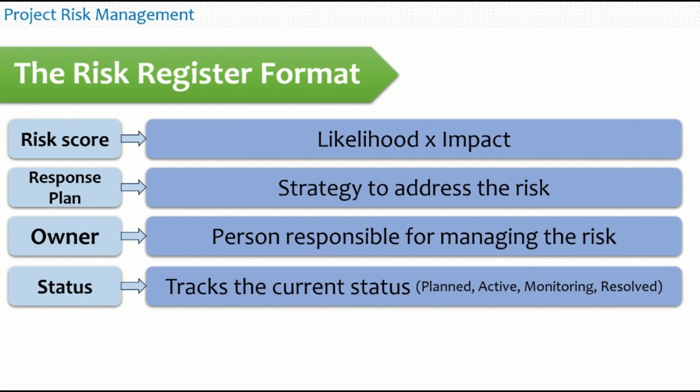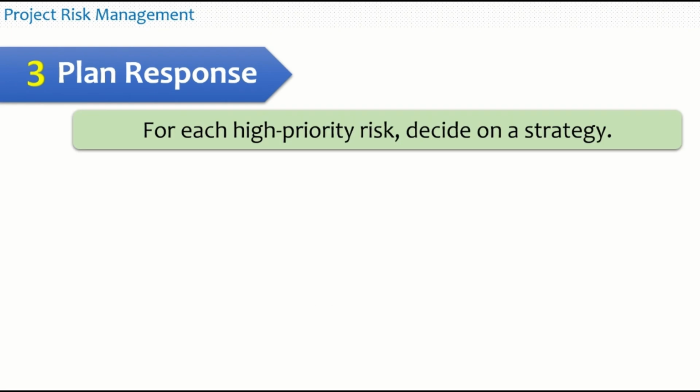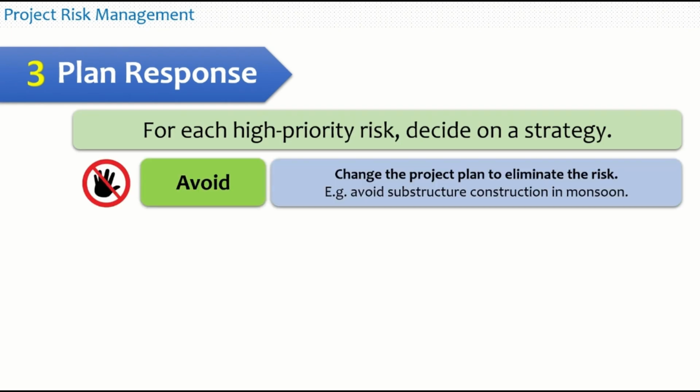And status means tracking the current status, whether the risk is planned, active, you are monitoring it, or it is a resolved risk. The next step in the risk management framework is the plan response. For each high priority risk, decide on a strategy. The strategy can be to avoid the risk, that is, changing the project plan to eliminate the risk. For example, avoiding substructure construction in the monsoon period so that the chances of subsidence collapse or inundation of the entire substructure area can be avoided.